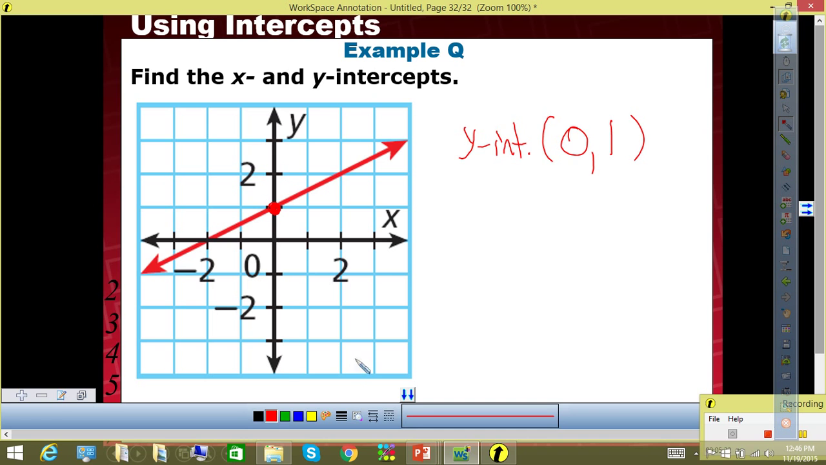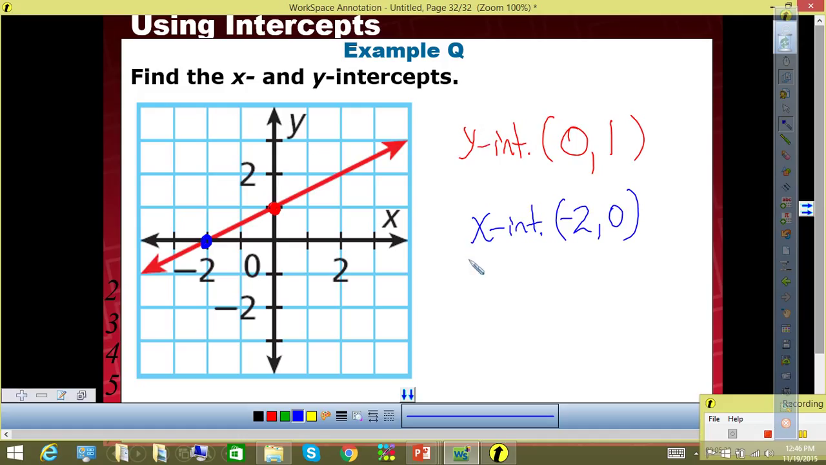Fairly simple? Now check this out. Now I'm going to identify the x-intercept. The x-intercept is where that same line intercepts or crosses the x-axis. Does everybody see where it crosses? Yes, I'm going to plot my point. There it is. What is the coordinate for that point? -2, 0. And that's how we identify the y-intercept and the x-intercept.